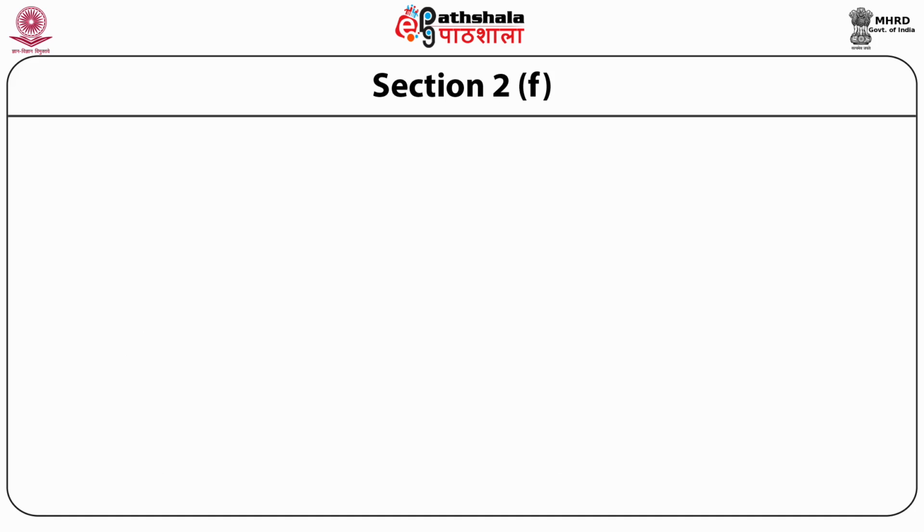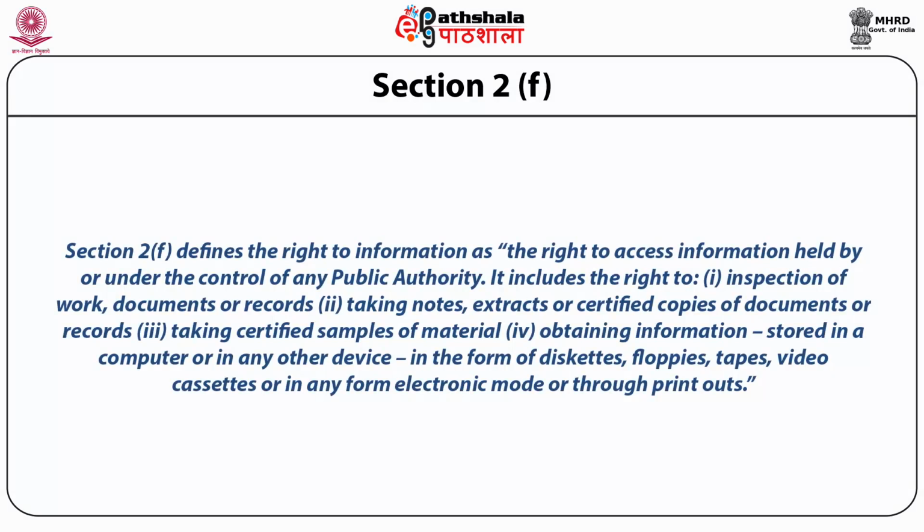The key section, right, in the RTI Act is Section 2(f), which defines the right to information. And I quote, the right to access information held by or under the control of any public authority includes the right to: 1. Inspection of work, documents, or public records; 2. Taking notes, extracts, or certified copies of documents or records; 3. Taking certified samples of material; 4. Obtaining information stored in a computer or in any other device in the form of disks, floppies, tapes, video cassettes, or in any other electronic mode or through printouts, basically.